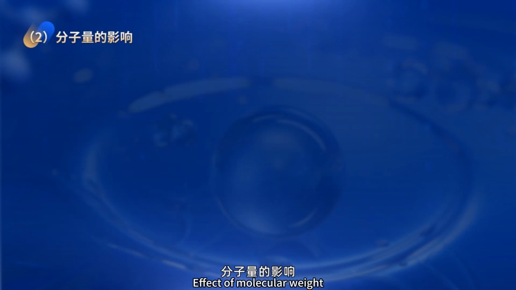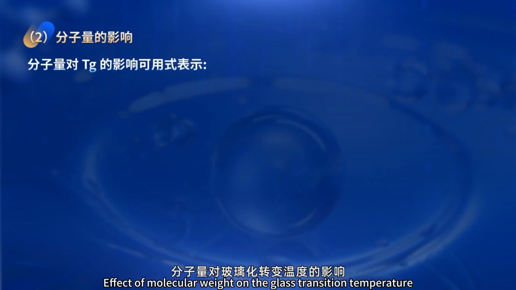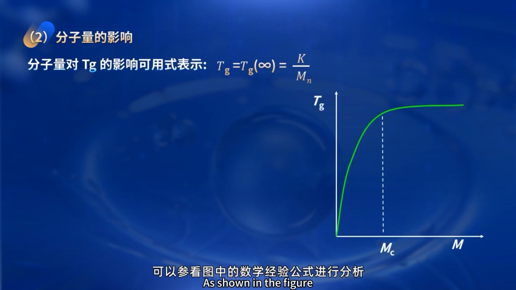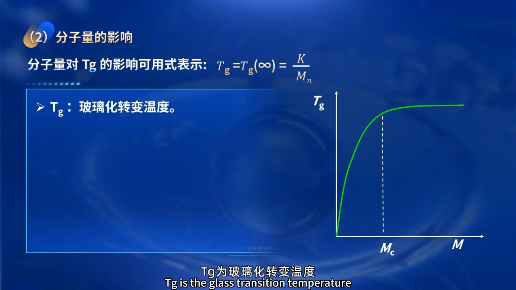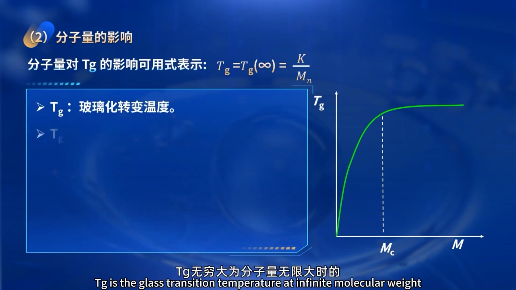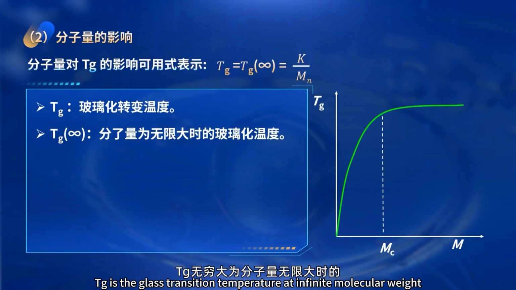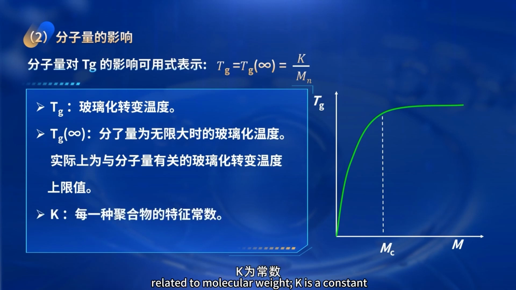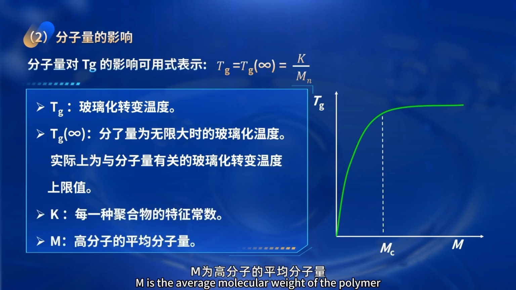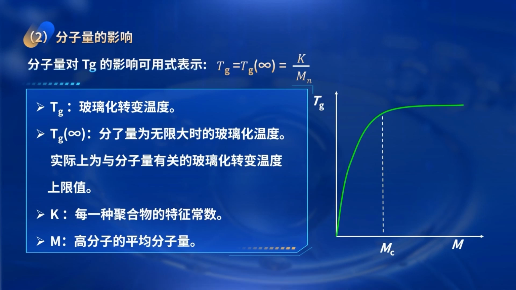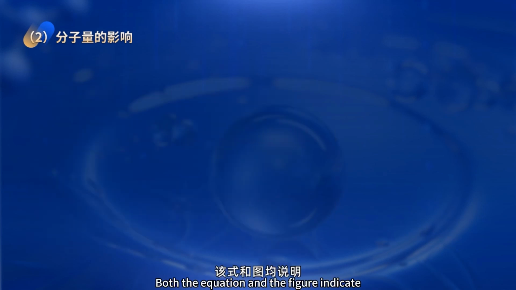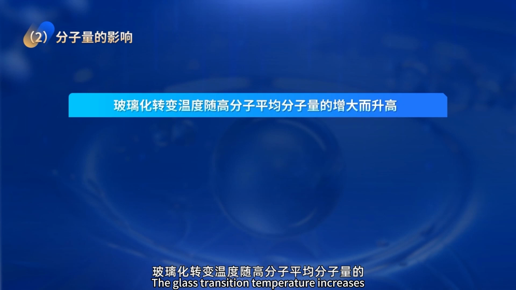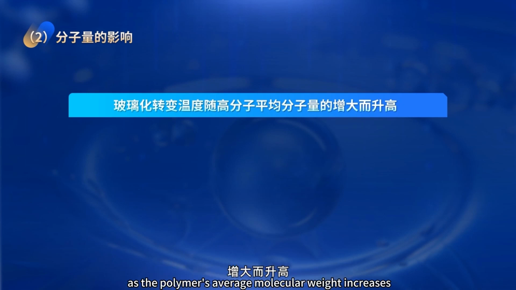Effect of molecular weight on the glass transition temperature. As shown in the figure, you can refer to the empirical mathematical formula for analysis. Tg is the glass transition temperature. Tg-infinity is the glass transition temperature at infinite molecular weight. In fact, it represents the upper limit of the glass transition temperature related to molecular weight. K is a constant. M is the average molecular weight of the polymer. Both the equation and the figure indicate the glass transition temperature increases as the polymer's average molecular weight increases.